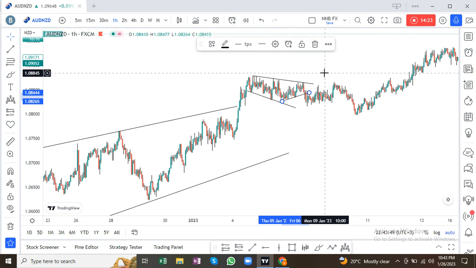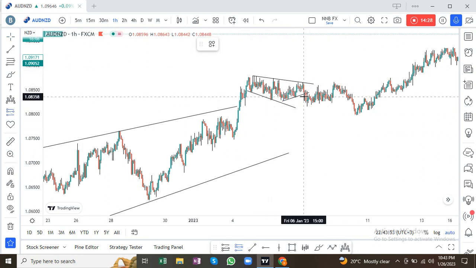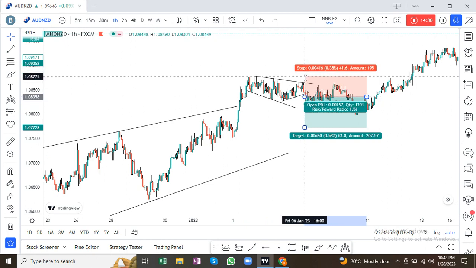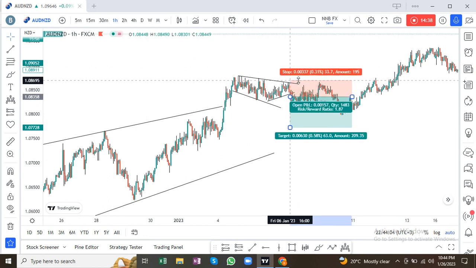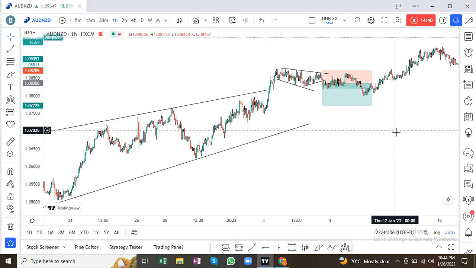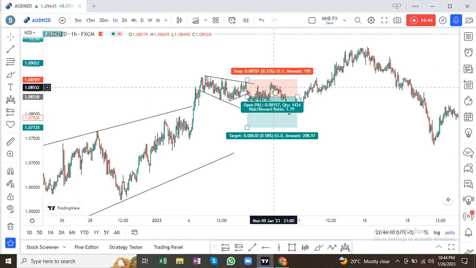If you go down to the 15 minutes, you'll see that this is a smaller structure. I took the trade on the break of that structure. My stop loss was just above that structure. Let's say 5 pips. And I was almost taken out, but I was patient enough.